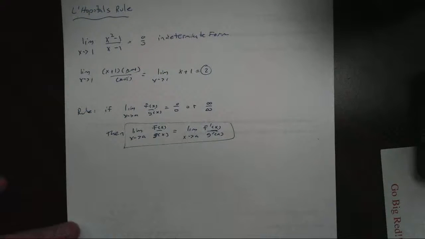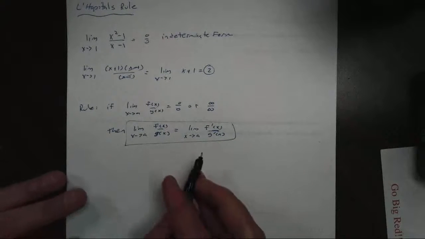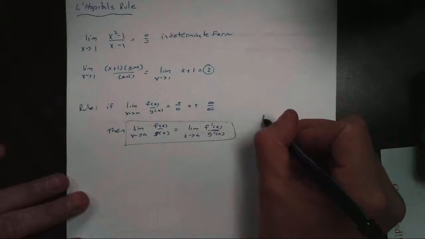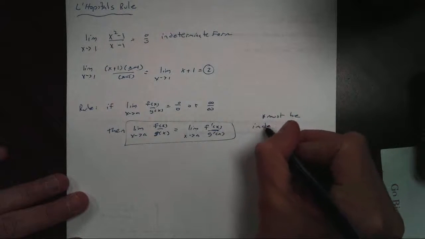Now be careful, this is not chain rule. L'Hopital's rule is very simple. If it's indeterminate form, so it must be indeterminate. That's the big thing, must be indeterminate.